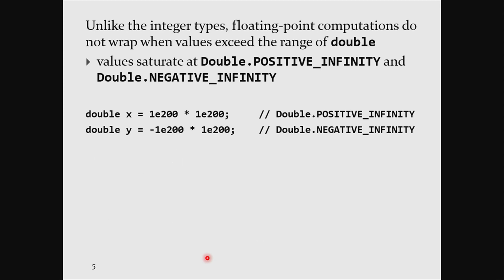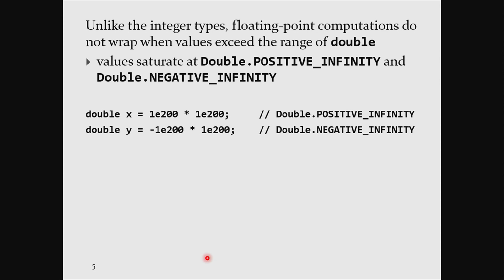Now the difference between the floating point types and the integer types in Java is this: if you do a floating point calculation and the value doesn't fit in the range of double, then you don't wrap around. Remember with int values, if you exceeded integer max value, you wrapped around to integer min value. Similarly, if you go beyond integer min value, it wraps around to integer max value.